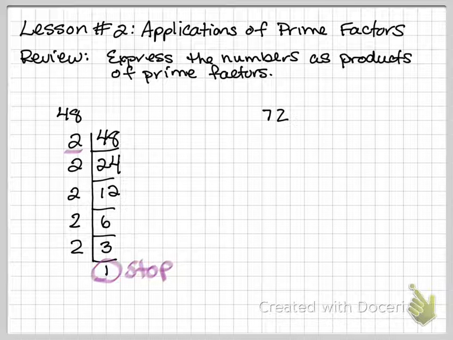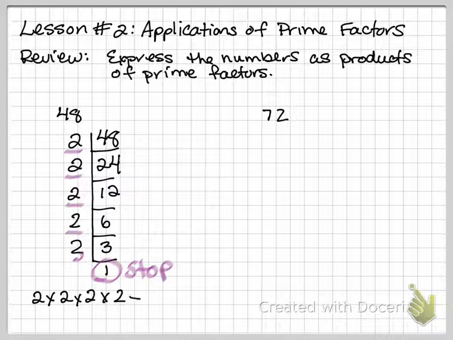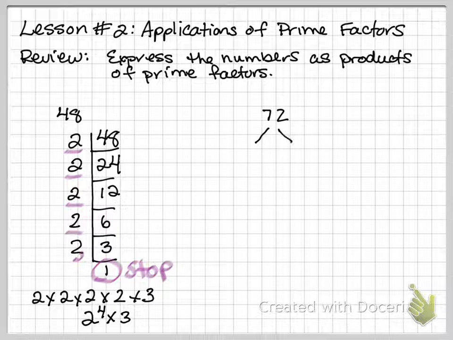So all of these factors, 2, 2, 2, 2, and oops, this one should be a 3, and 3 are our prime factors. So for prime factors for 48, it's 2 times 2 times 2 times 2 times 3. And we can simplify that down to 2 to the power 4 times 3. Now we need to make a factor tree for 72.